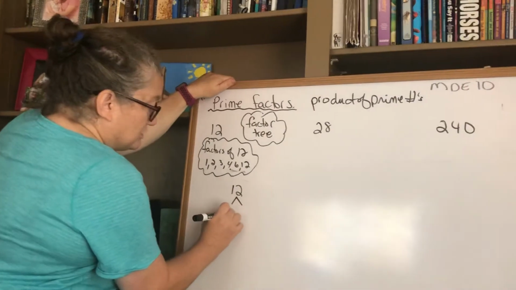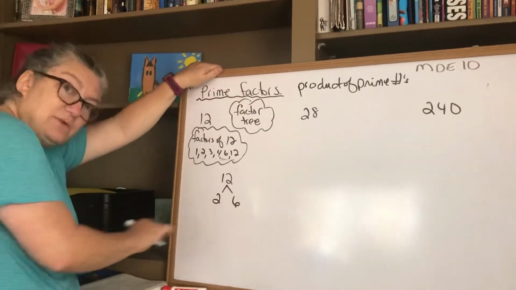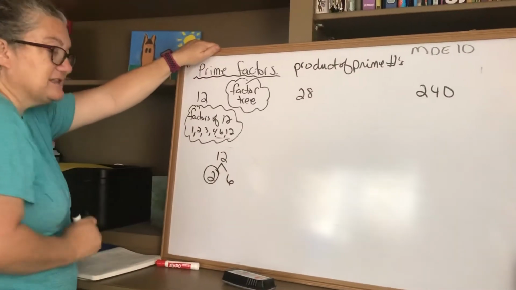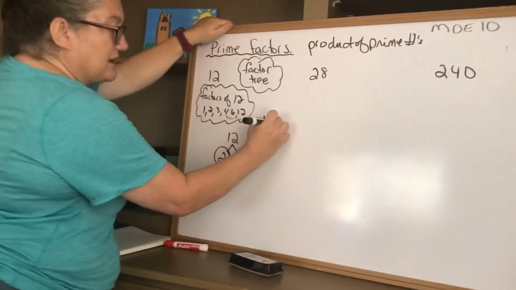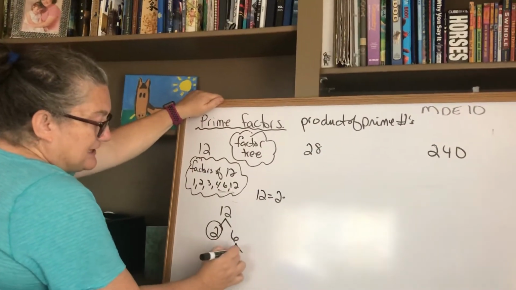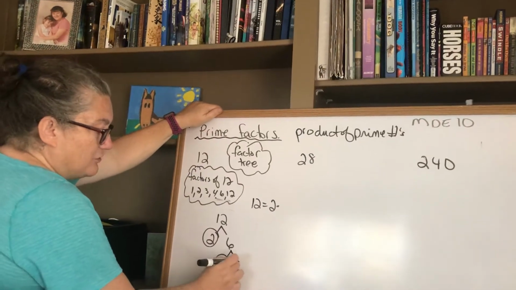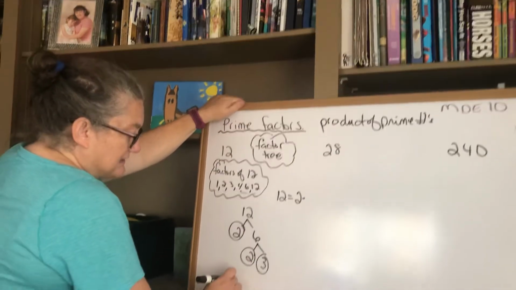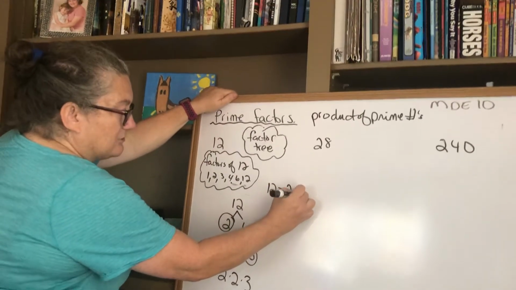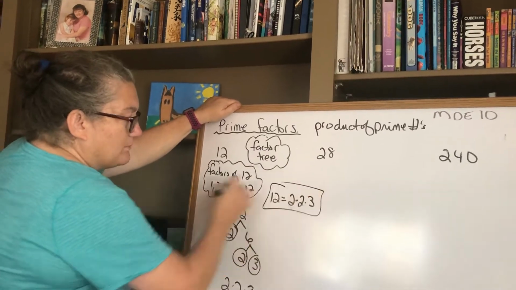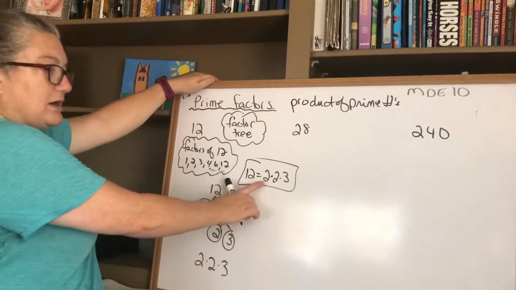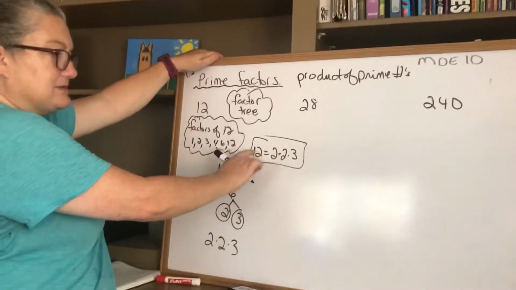So I'm going to start with the 2 and 6, and then we start asking ourselves, are either one of these prime? 2 is prime, so I'm going to circle it and stop right there. So 12 equals 2 times what? The 6, I can break down into 2 times 3. And those are both prime. So this can be written as 2 times 2 times 3. That would be our prime factors. This is what we're looking for when we say prime factorization. We're wanting to know how you multiply with primes to get to 12.